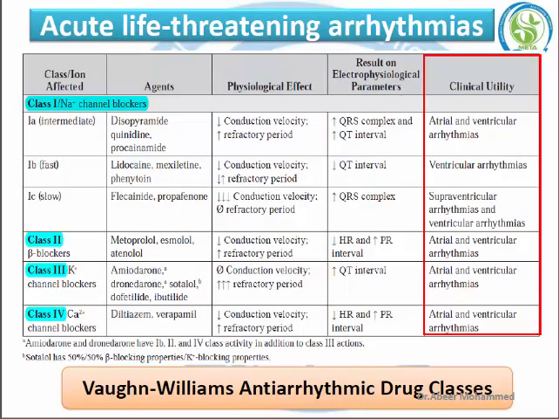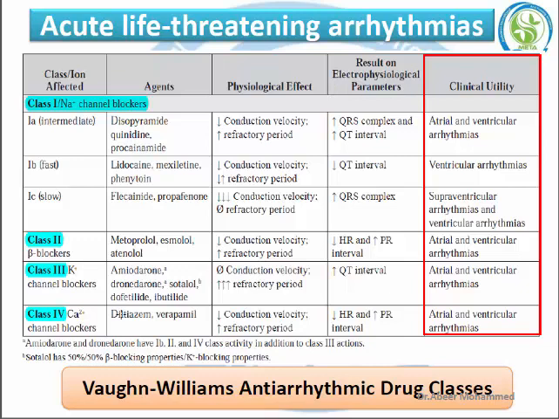These are the classes of antiarrhythmics. Class 1 is divided into class 1A, class 1B, class 1C. Class 1A like quinidine or procainamide, class 1B like phenytoin, class 1C like flecainide and propafenone. Class 2 are beta blockers. Class 3 are amiodarone, sotalol, dofetilide. Class 4 are the calcium channel blockers, cardioselective calcium channel blockers or non-dihydropyridine calcium channel blockers.